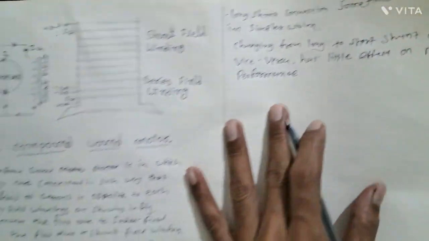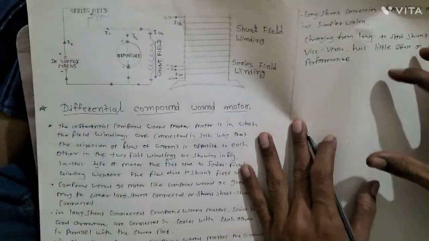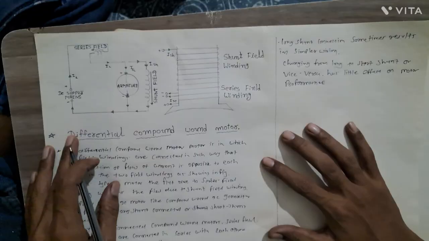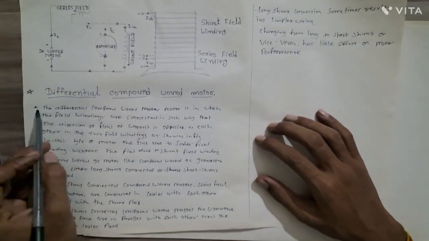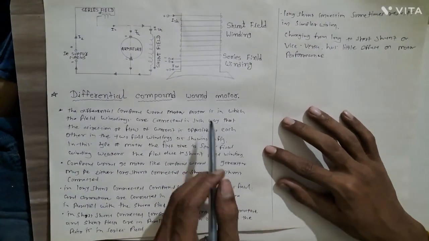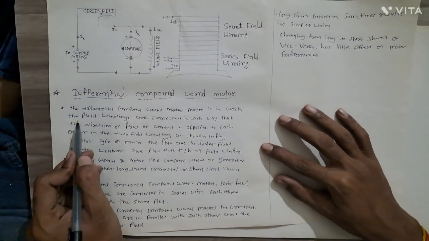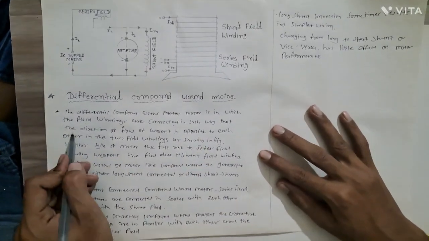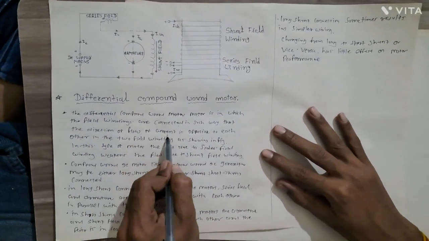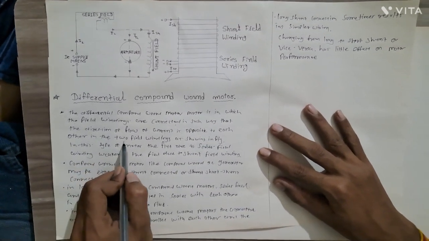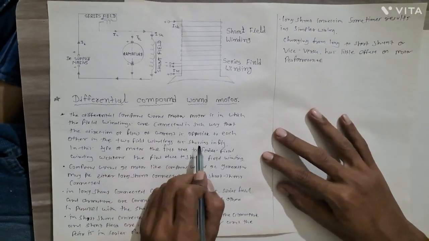Okay, let me explain this. The differential compound wound motor is one in which the field windings are connected in such a way that the direction of flow of current is opposite to each other in the two field windings, as shown in the figure.